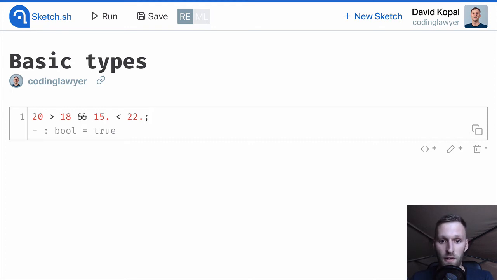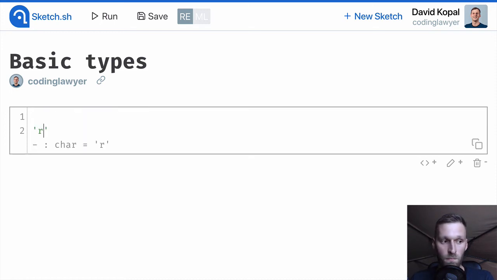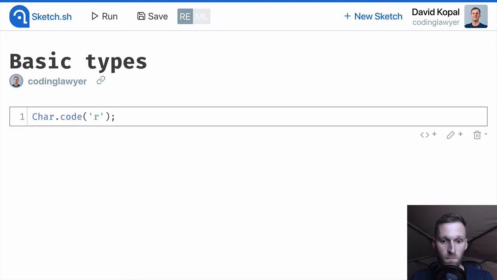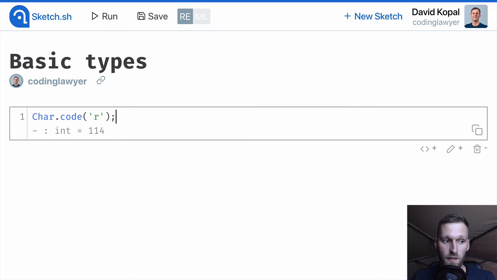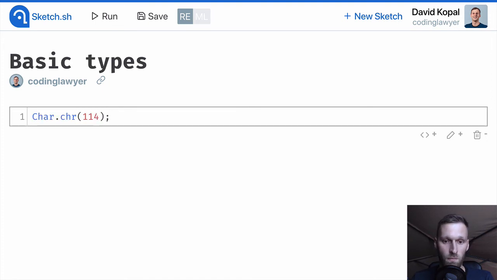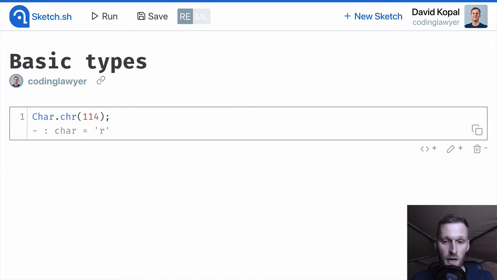Now let's talk about characters, another Reason basic type. Character literals are written between single quotes. For example, you can also convert them. You can convert a character to an ASCII integer. So here we converted R to integer 114. And we can also do vice versa. We can convert an ASCII integer to a character. And we got back character R. And these methods we just used are built in Reason.